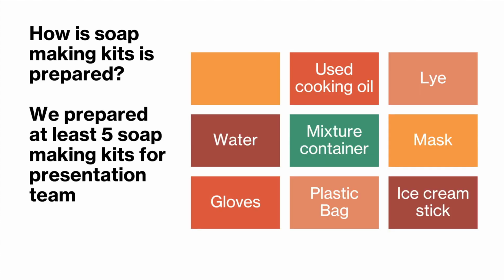So how is the soap making kit prepared? For the soap making kit, our team prepared at least 5 soap making kits for the presentation team. As the presentation team has 5 people, they can play a role as a leader, with each group having 1 soap making kit. For the soap making kit, you have materials and substances like used cooking oil, lye, water, a mixture container, mask, glove, and ice cream stick, and all is contained in 1 plastic bag.